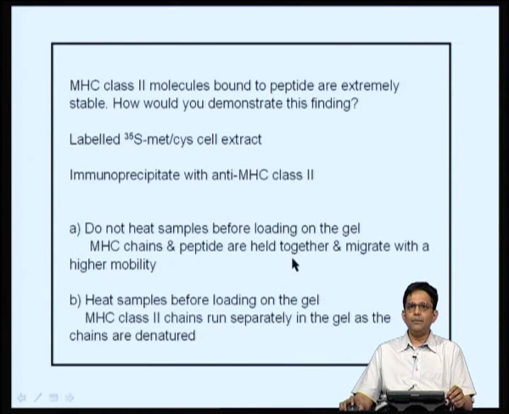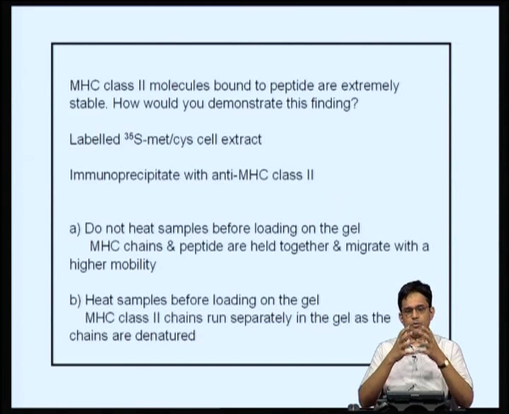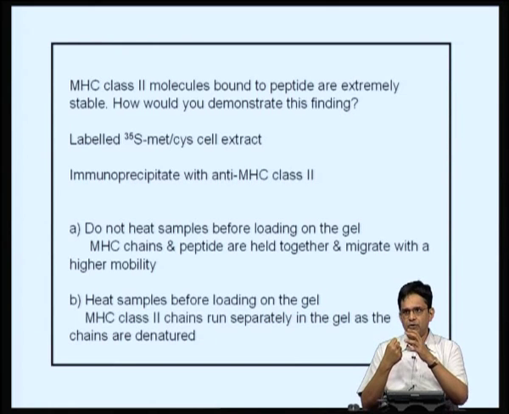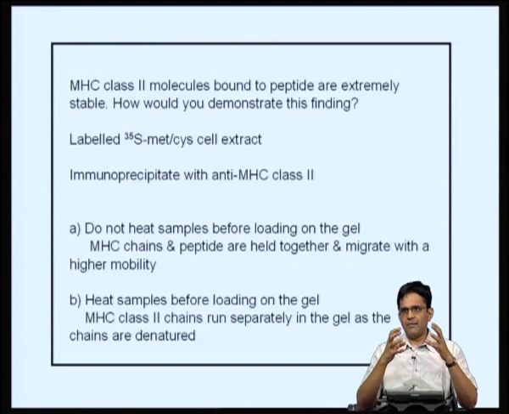So, let us say you have labeled methionine cysteine cell extract, you can immunoprecipitate your MHC class 2 molecules. Now, what you can do is, after you have immunoprecipitated, so basically you have the labeled extract, you will have beads. The beads are important because they give you a sort of a matrix, and to these beads antibodies are attached, which will recognize MHC class 2. So, these antibodies will recognize MHC class 2 molecules.